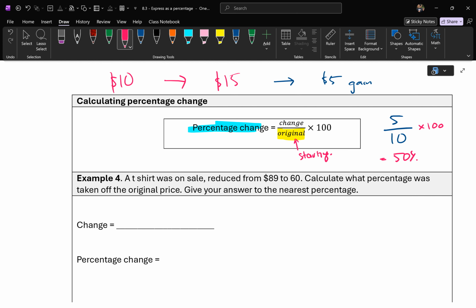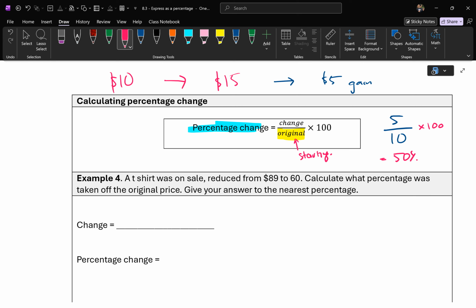A t-shirt was on sale. Then it reduced from $89 to $60. So a t-shirt used to be $89. Now it's $60. They want you to calculate what percentage was taken off the original price. Give your answer to the nearest percentage. Okay, so it sounds hard. It isn't, because we're just thinking about the same thing. Where did it change from? How much is that change? And then what is that as a percentage?